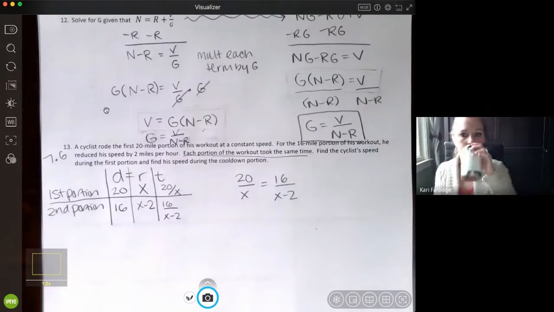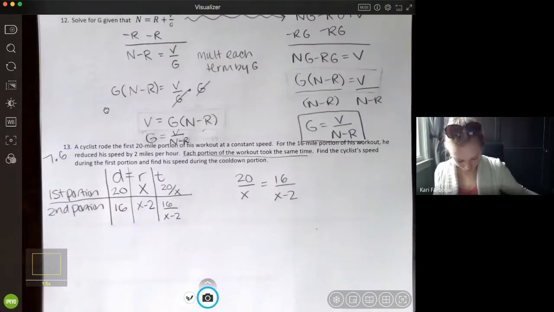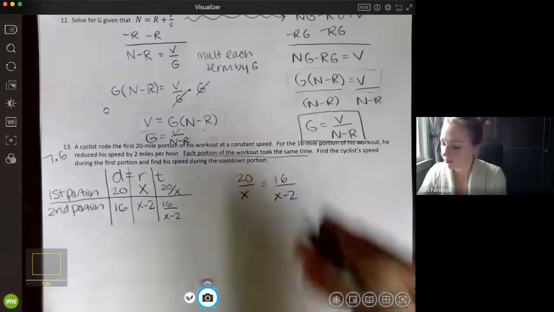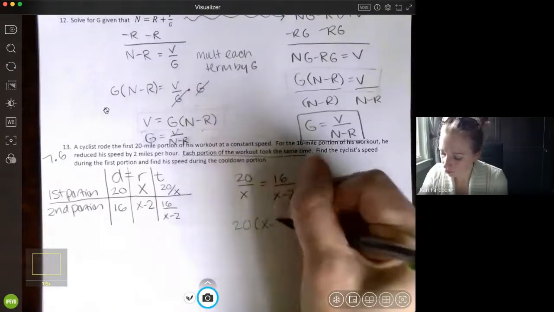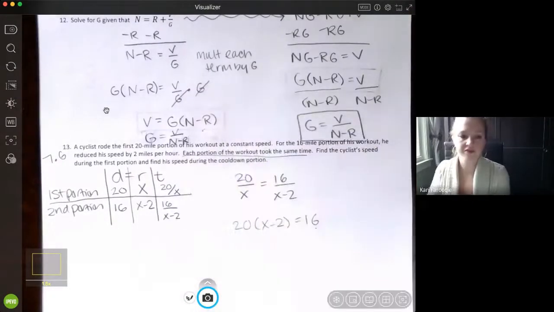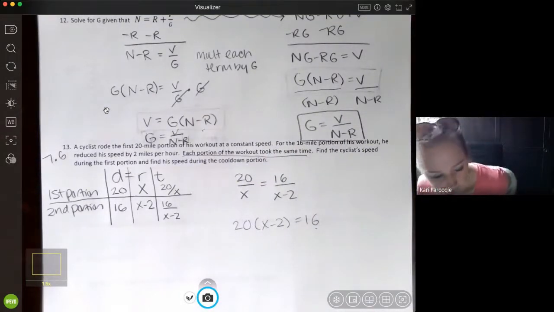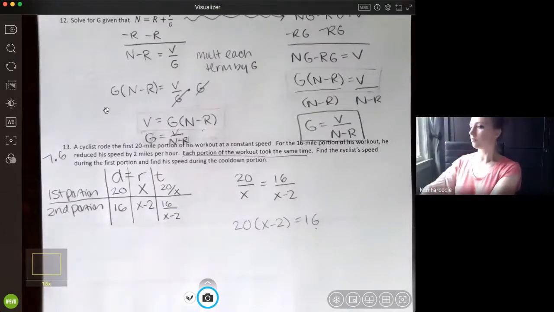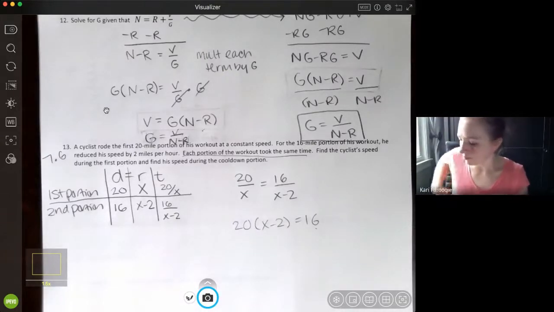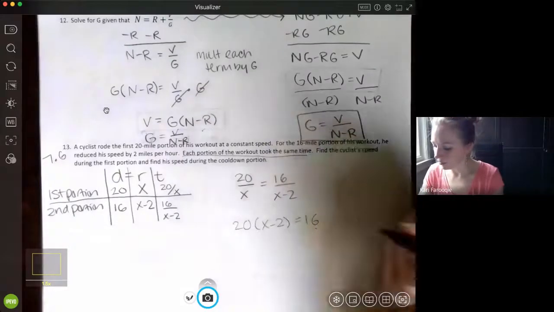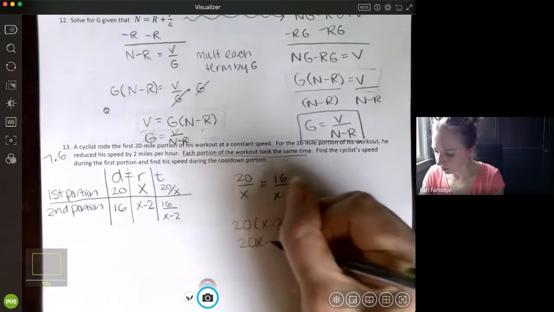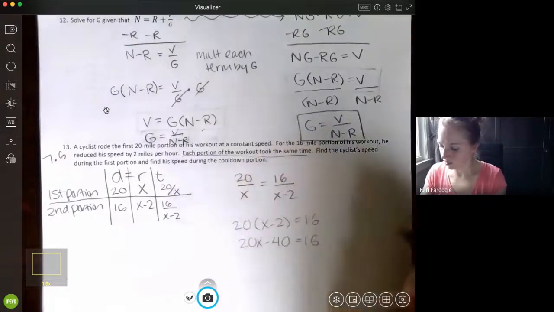Questions so far? Wonderful. It's a proportion. Cross multiply to solve it. Make sure when you cross multiply, you're putting parentheses around x minus 2. Okay, now solve for x. You'll have 20x minus 40 equals 16.